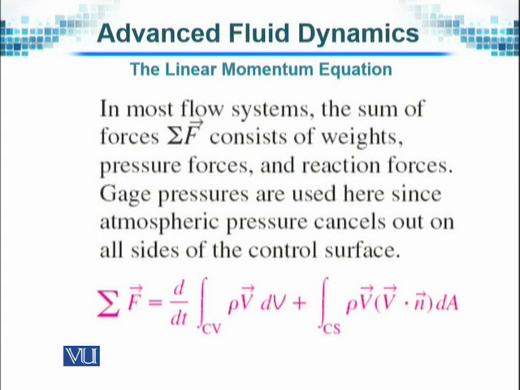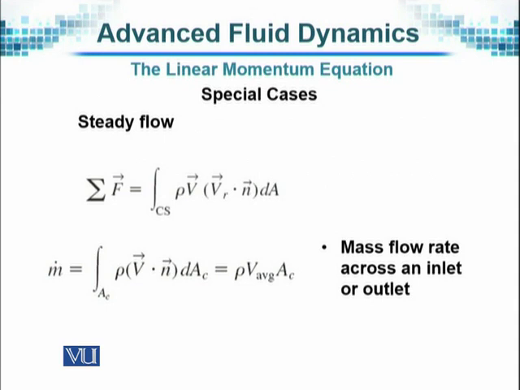In most flow systems, the sum of forces, summation of F, consists of weights. The weight is the main thing, the gravitational force that is acting, plus the pressure force, and indeed the reaction to the pressure that comes with it. Gauge pressures are used here since atmospheric pressure levels itself out, that is, it is the same everywhere, and therefore the total summation of forces is as shown here, and we have discussed it.